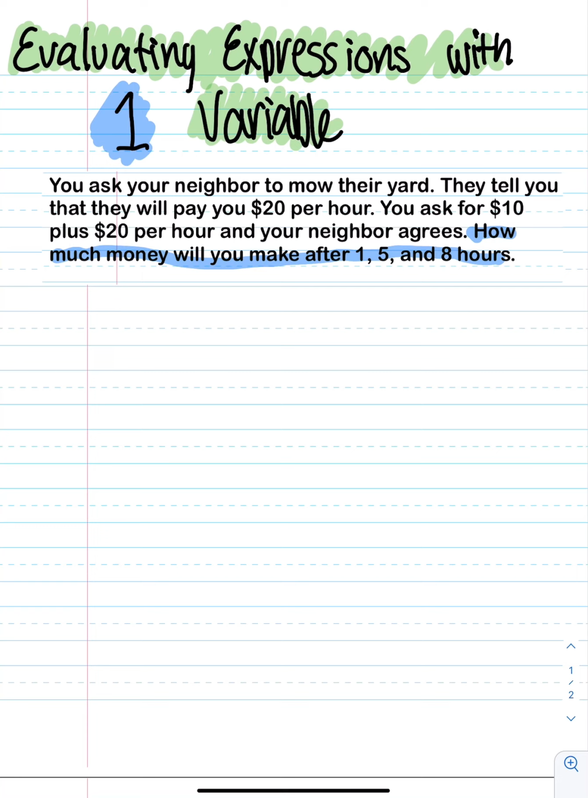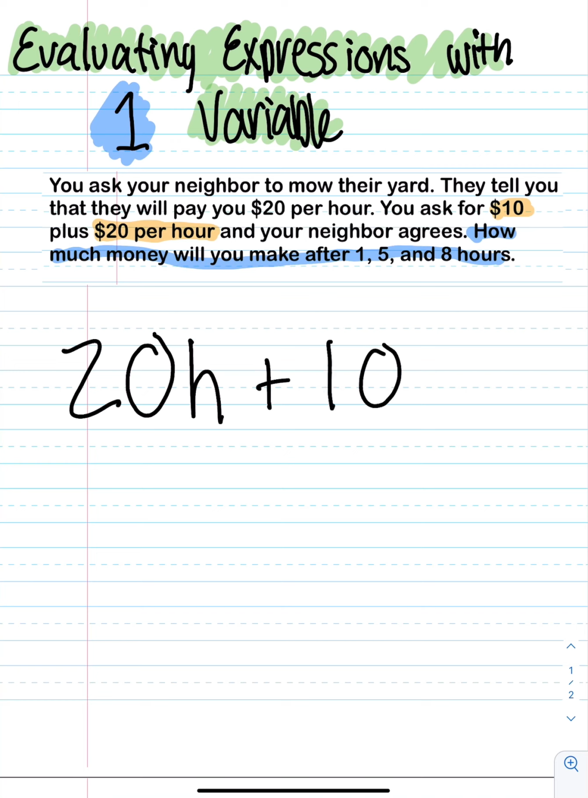We have a couple different numbers here. Let's go ahead and write them out. We have a $10 and we have a $20 per hour. So in this case, which of these is changing? Which depends on something else? I think it's going to be the $20 per hour. So let's do 20, and then for each hour it's going to be h, and then plus 10. This 10 comes from the $10 we ask for originally, plus $20 per hour. And then however many hours we have, we'll plug in for this h.